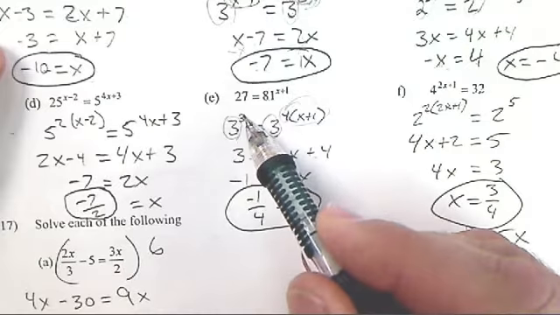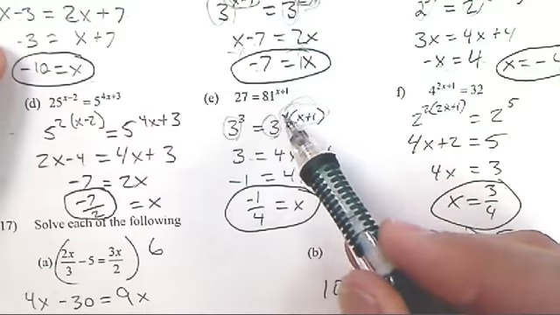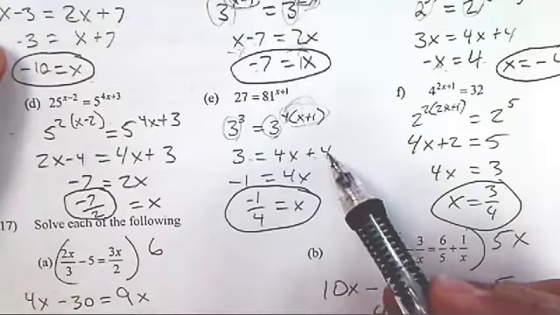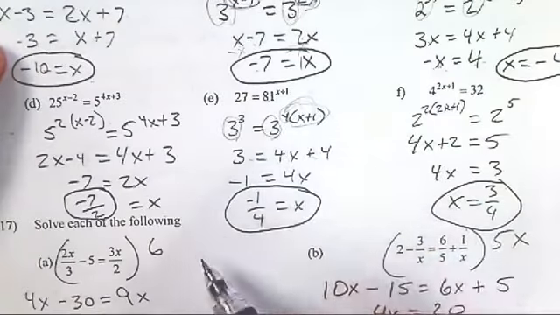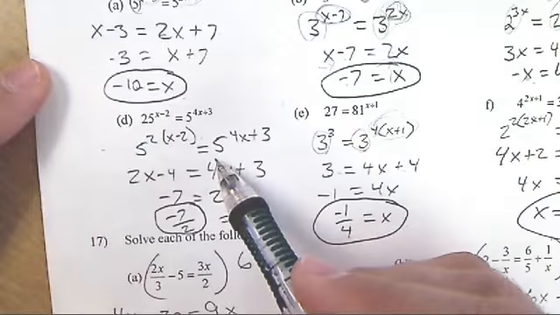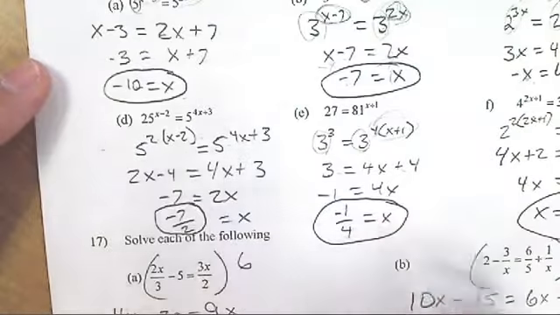3 to the third, 3 to the fourth is 81. Don't forget to distribute the 4 to both terms, so that's how I got the 4x plus 4. Subtract 4 from both sides, and then divide by 4. 5 squared is 25. Bases are the same, then the exponents are the same. Put them equal to each other and solve.